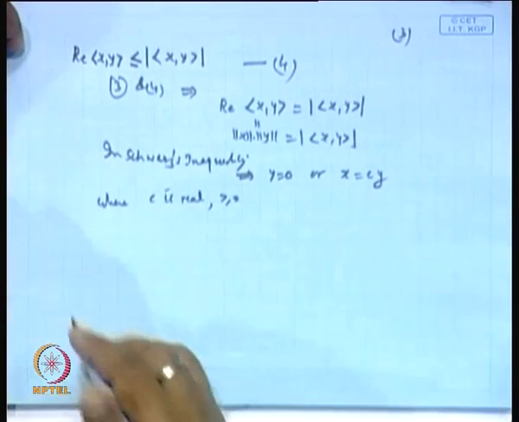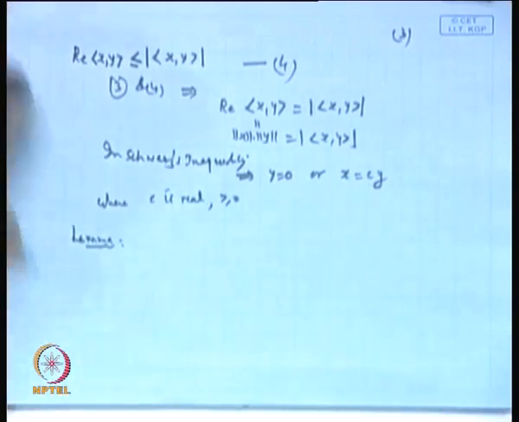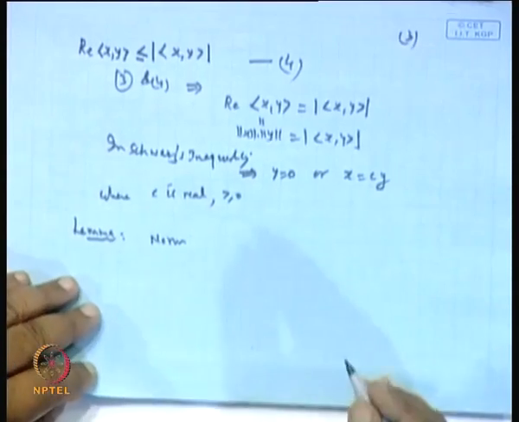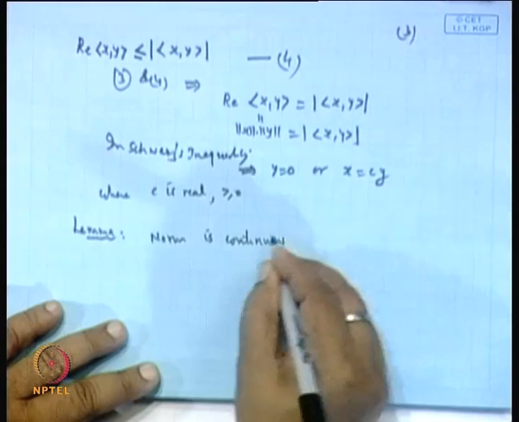Now, there is another lemma which shows the inner product is a continuous function. Just like the norm, we have seen the norm is a continuous function. How did we prove this thing?